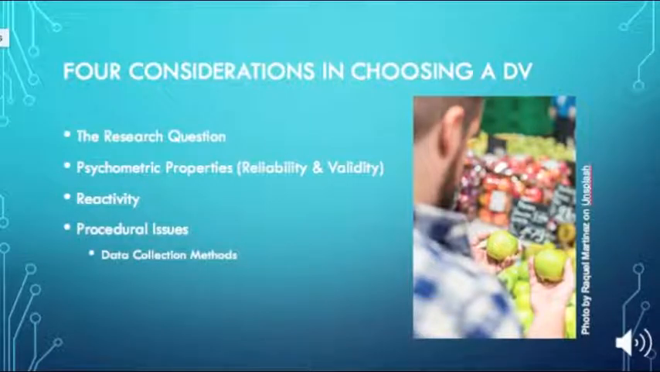4 considerations when choosing your dependent variable: your research question, obviously and foremost, psychometric properties such as reliability and validity, the reactivity of the variable, and also procedural issues including data collection methods. We hope that this survey of the independent and dependent variable has been helpful to you and aids you in your research endeavors.